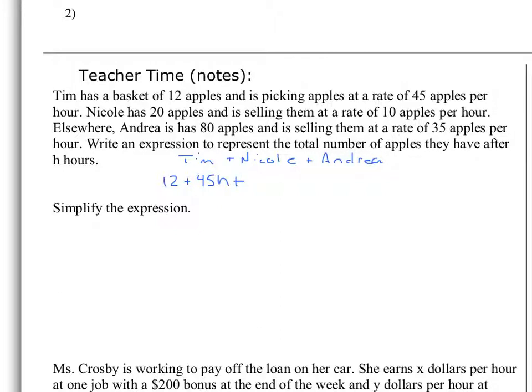Nicole has some apples already that she can add to the group. How many apples does she already have? 20. And it says that she is selling apples at a rate of 10 per hour. So give me a yes if she's adding to the amount. Give me a no if she's taking away from the amount of apples that the group has.